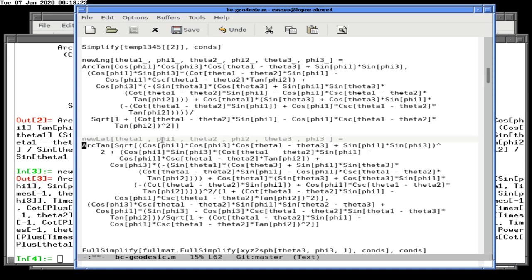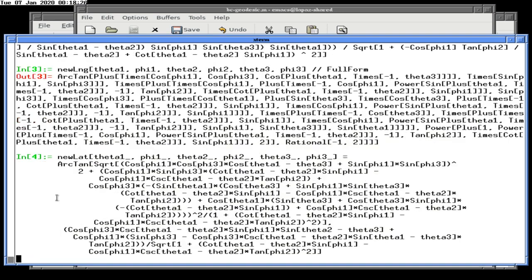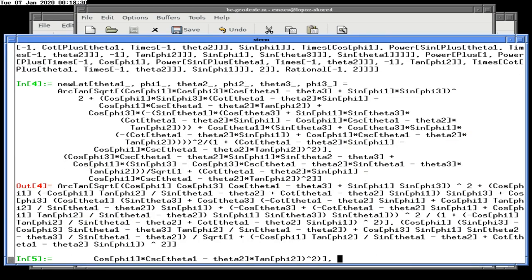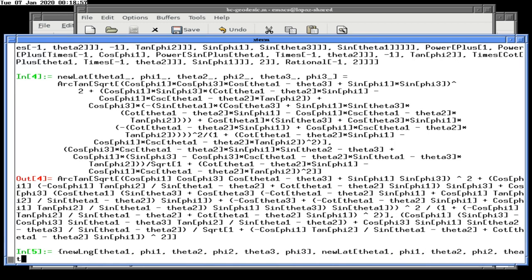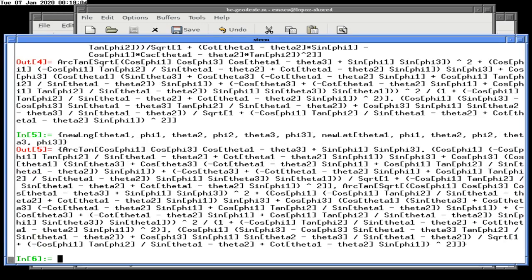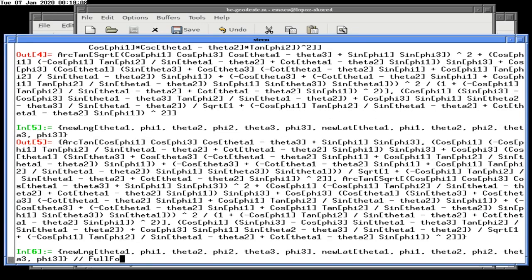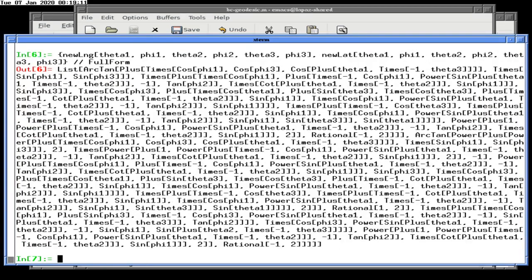Yeah, this is going to be the ugliest solution ever, but you know, oh, what the hell am I doing? Okay, new long, theta 1, phi 1, theta 2, phi 2, theta 3, phi 3, followed by new lat, theta 1, phi 1, theta 2, phi 2, theta 3, phi 3. So this should be that. Full form. This might go off the edge. Oh wow, it's still on the page, I'm very impressed.